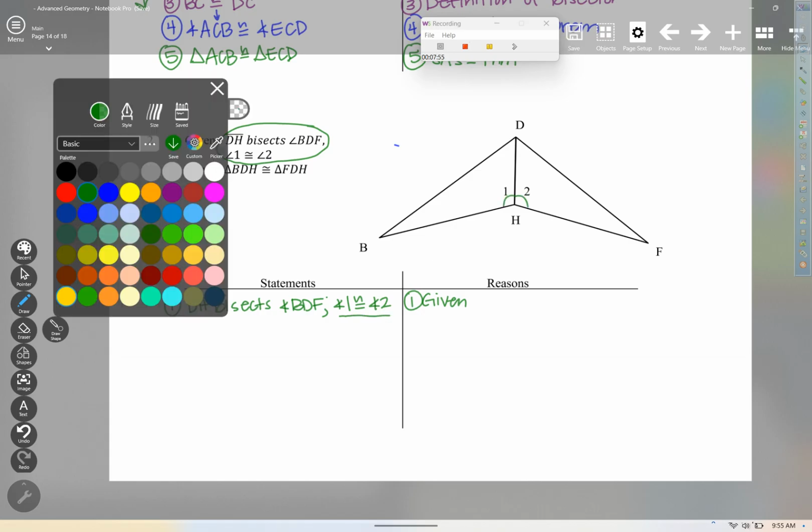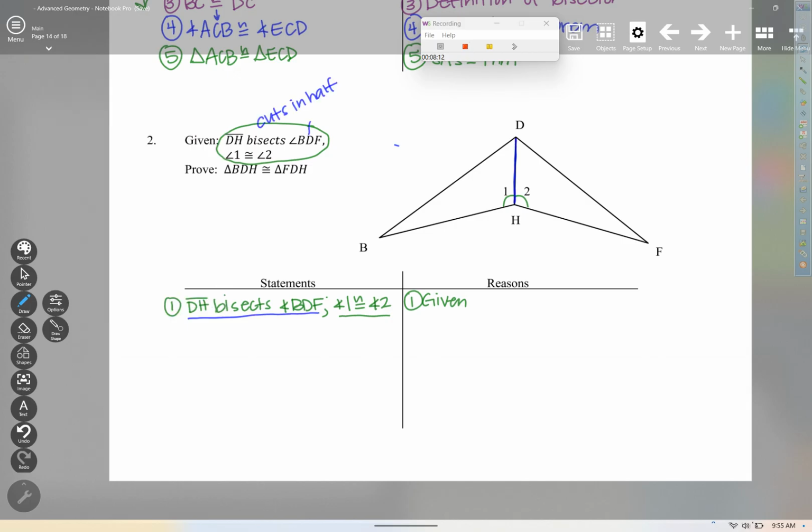Okay? This guy right here, DH bisects angle BDF, that's a hint. So if DH cuts in half, remember bisects means to cut in half, angle BDF, remember the angles are always at the middle letter, so it cuts that angle in half, then I can say that angle D is being cut in half. So I need 2 arc marks on each side.